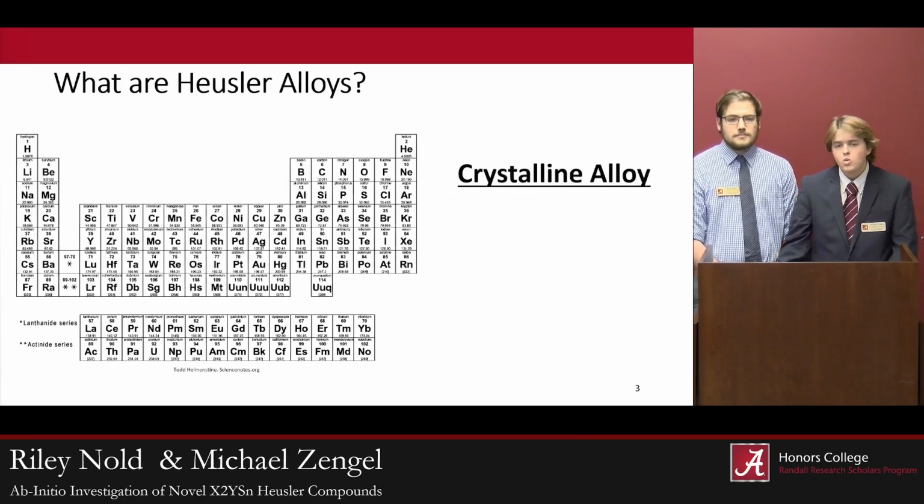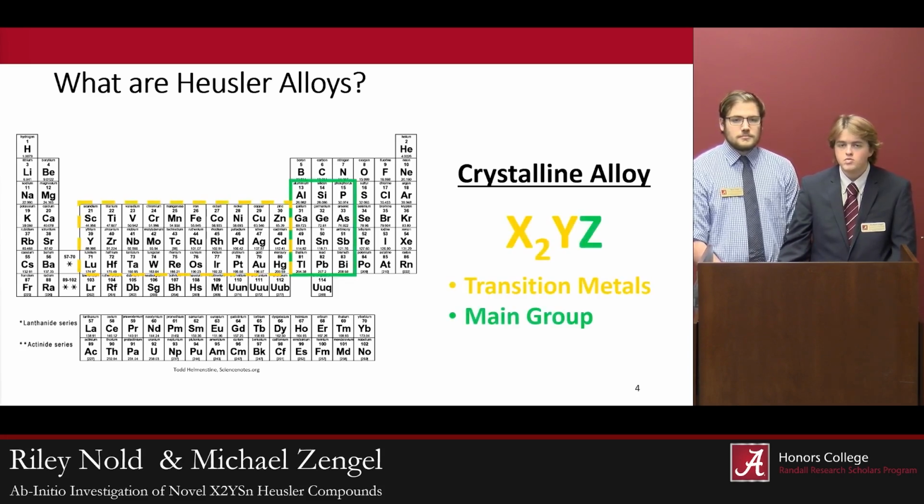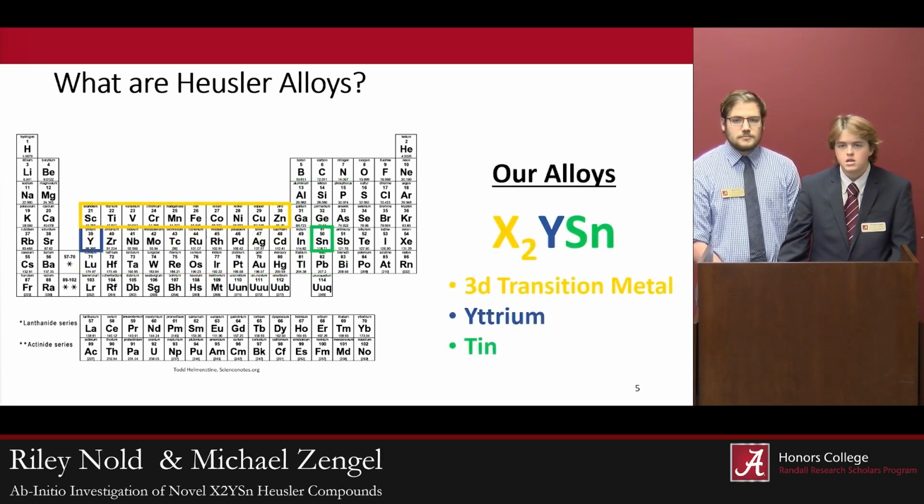So to begin, what are Heusler alloys? Heusler alloys are an intermetallic crystalline material, which essentially means they are a material that forms with a crystal lattice that has metallic properties. More specifically, Heusler alloys are composed of two transition metals, one repeated twice, and one main group element. Within this study, we will be looking at the X2 yttrium tin materials, where the X site is composed of any 3D transition metal, as is shown on the periodic table.